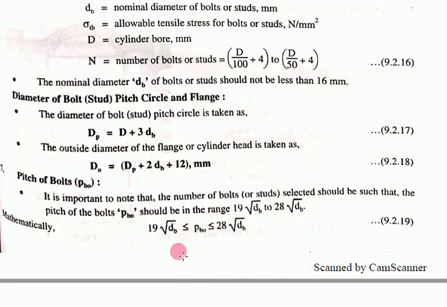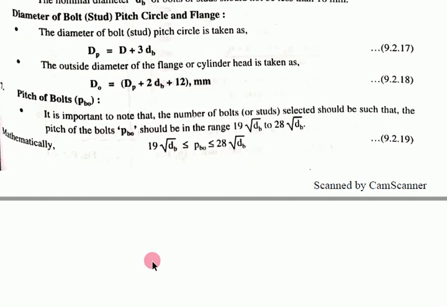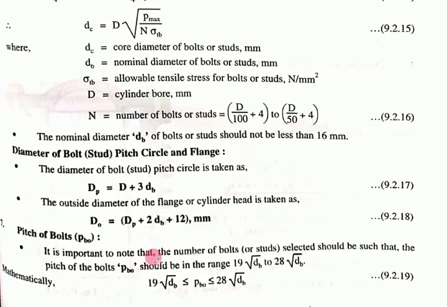Then the pitch of the bolt. For the pitch of the bolt, one more assumption: it is between 19 under root db to 28 under root db. There are many assumptions here, but during the example you will know many things. So this is the procedure for the design of cylinder and cylinder head.